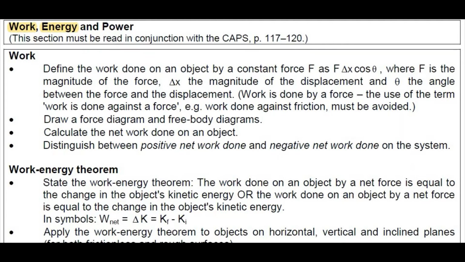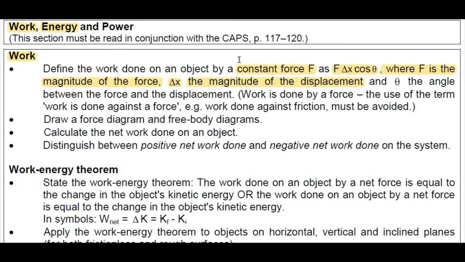We've already been introduced to work, and this is an examination guideline document that I think you have. You should be able to define the work done on an object by a constant force F. Work is done by a constant force as the product of the force multiplied by the displacement, which is the change in x, multiplied by the cos of theta. They tell us that F is the magnitude of the force, and the change in x is the magnitude of the displacement.